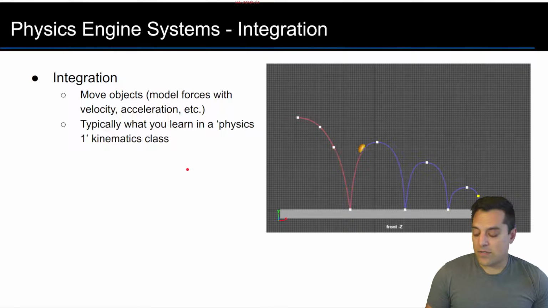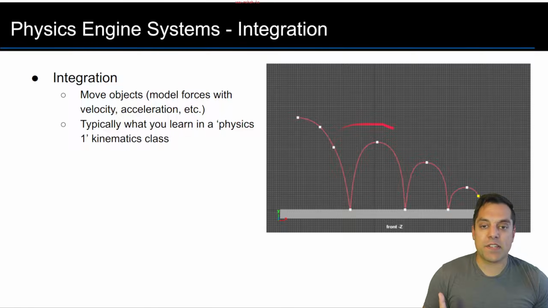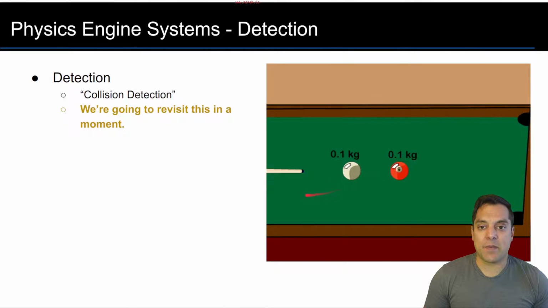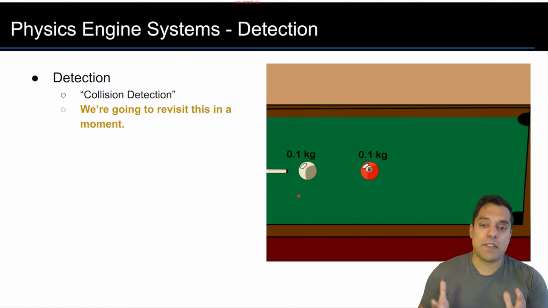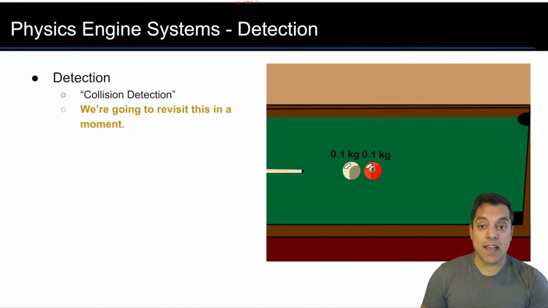The first of that is this idea of integration. And this is your physics 1 class, where you're figuring out how things move, the kinematics, right? Modeling some forces, thinking about kinetic energy, potential energy, the velocity and the acceleration of objects, as you can tell from this diagram. And the next part of our physics engine is detection. This is what we're going to focus on, so we'll revisit this slide in a moment.